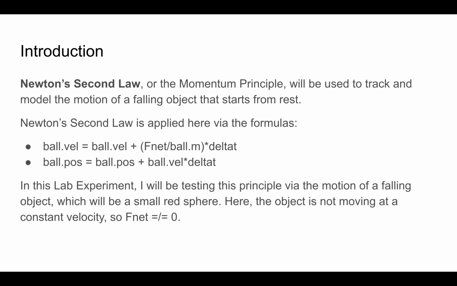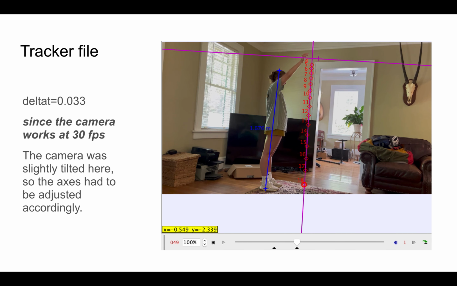In this lab experiment, I will be testing this principle via the motion of a falling object, which will be a small red sphere. Here the object is not moving at a constant velocity, so net force will not equal 0. I began by recording the motion of a falling object, and I put it through Tracker.